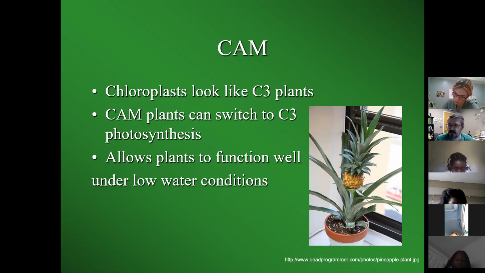So they can really function well under low water conditions, or they can function well under high water conditions too. And I'm pretty sure that a lot of things in the greenhouse only survive because they're probably CAM photosynthetic, because there are some major problems in there from time to time.